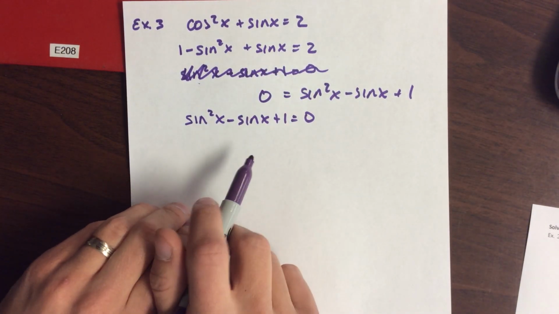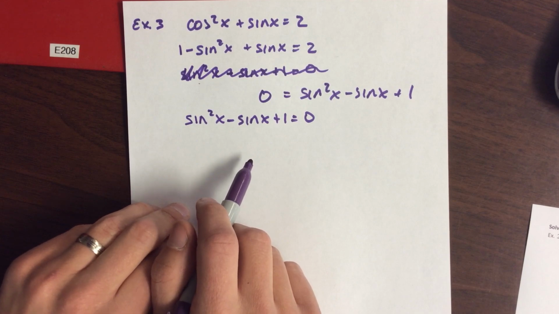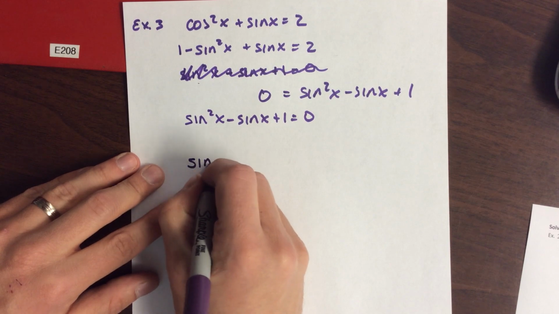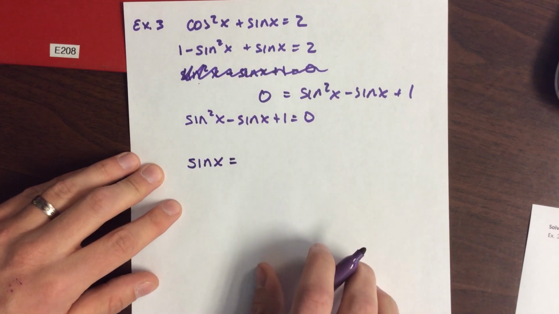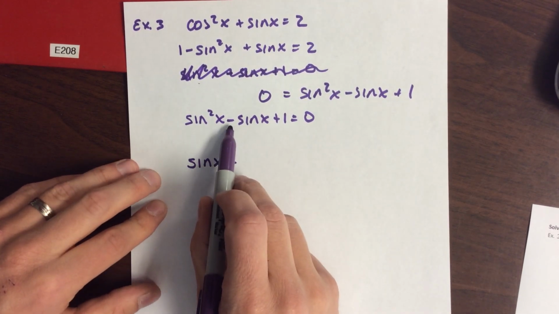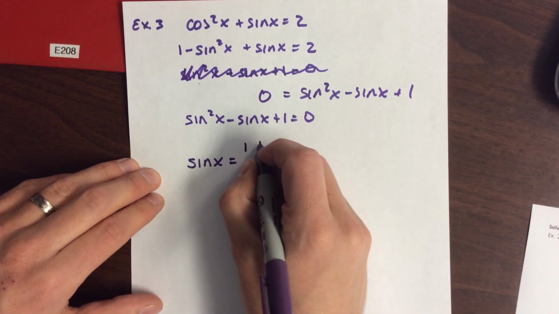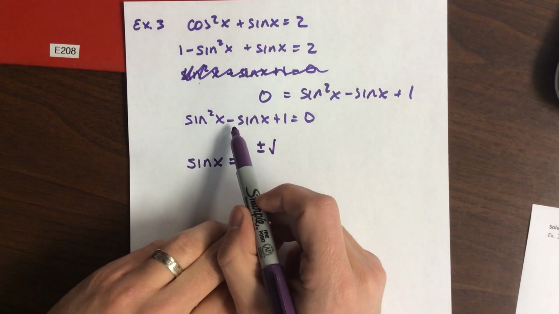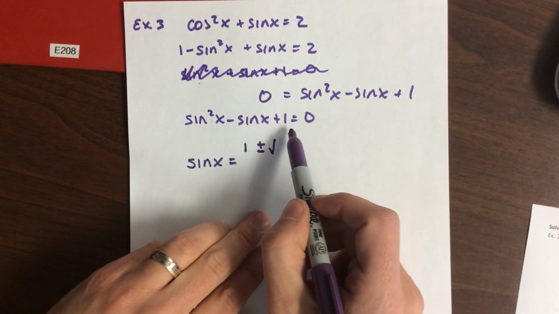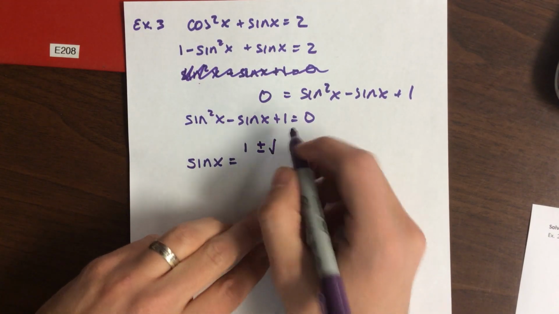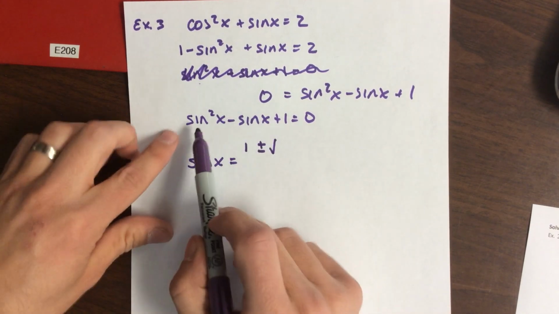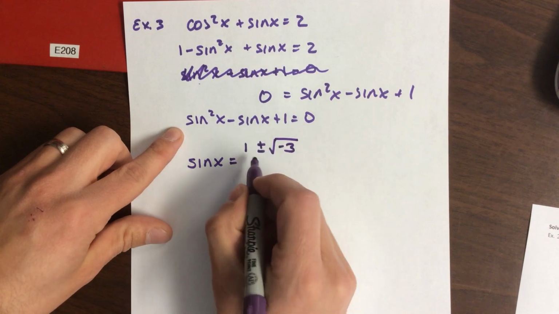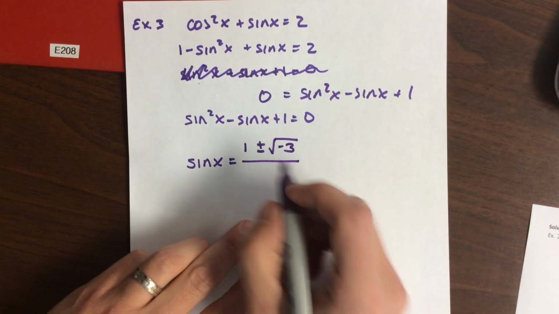Can we factor? No. So what do we do? All right. So we've got sine of x equals negative b, which is negative 1, plus or minus the square root of b squared, 1, minus 4ac. So that's 1 minus 4 times 1 times 1. That's negative 3, all over 2a.